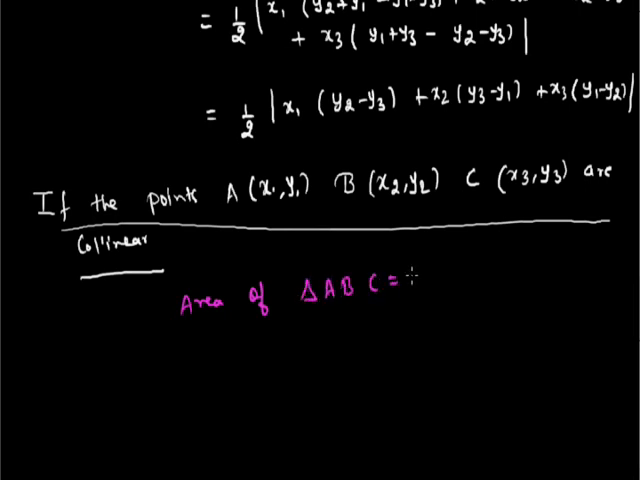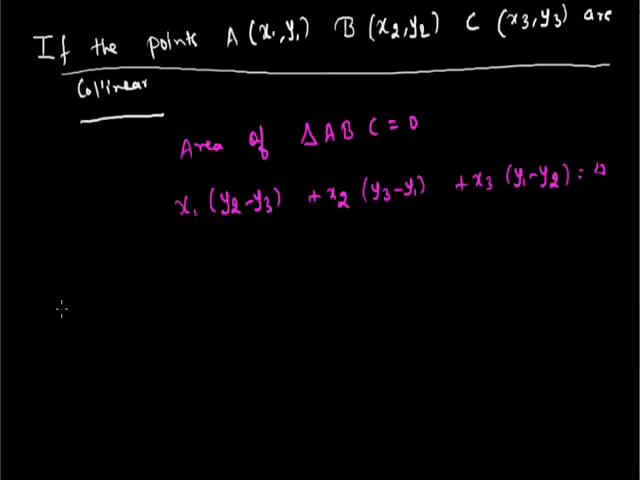ABC will be equal to 0, or we can say x1(y2 minus y3) plus x2(y3 minus y1) plus x3(y1 minus y2) will be equal to 0. Now we will take some more problems on area of triangle.